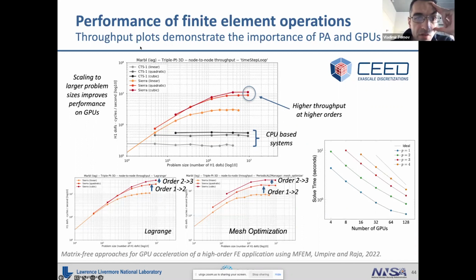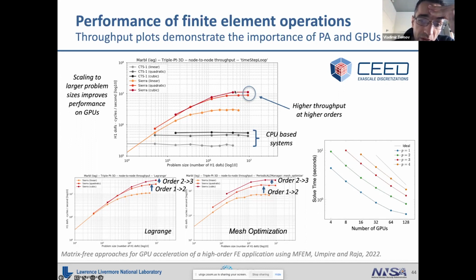We usually look at these throughput plots that demonstrate the improvement. So the throughput plot, what it shows is on the y-axis we have the number of process degrees of freedom per second and per parallel unit, GPU or CPU, and on the x-axis we have the problem size. So you want to be high, obviously. This tells you how efficiently you are using the machine.